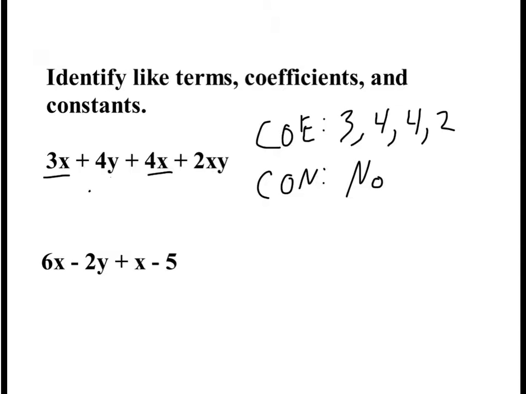Alright, 6x minus 2y plus x minus 5. So I identified my terms by writing it down. How many terms are up here? 4, thank you. You don't have to do that, but just writing it down is good enough for me. Identify like terms. So I underline or put a symbol around the like terms. In this case, it's just 6x and x.